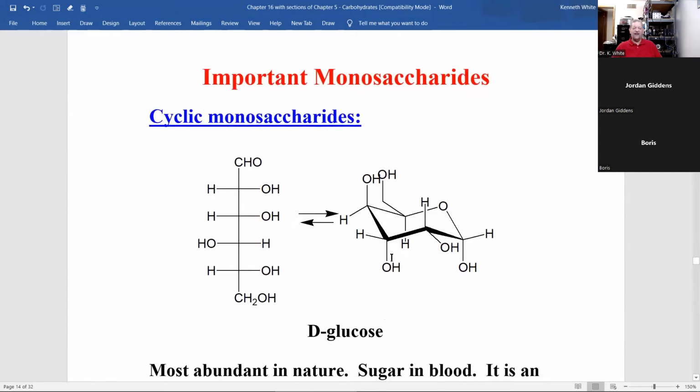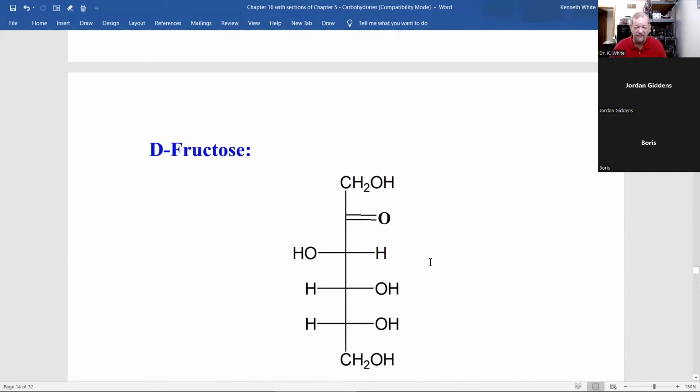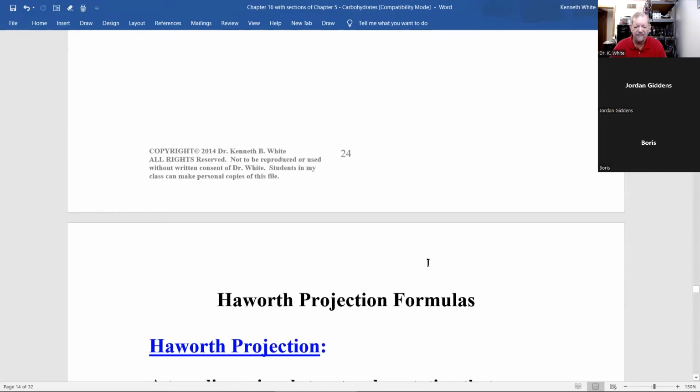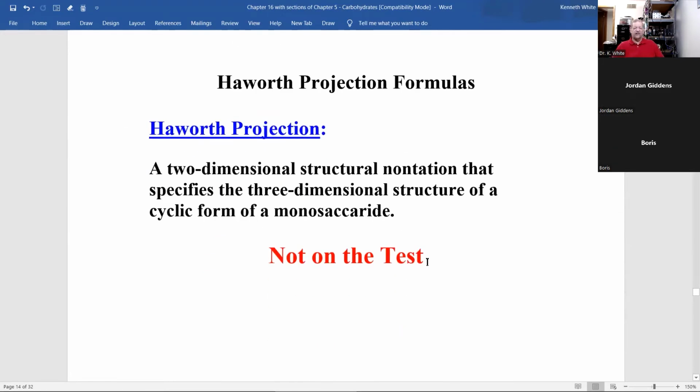Now, here I have D-glucose, and it's in equilibrium with its cyclic form. Now, this type of ring showing stereochemistry has a name. It's called the Haworth projection. And when I first started teaching this, I tried to get students to learn that. You could spend a week or so, put it on the test. Nobody got it right. So I decided, you know something, these aren't going to be sugar chemists or carbohydrate chemists, so I'm not going to put Haworth projections on the test.